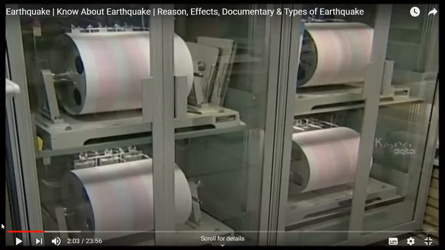Okay, this is called the seismograph. The seismograph is a device that measures the intensity of an earthquake. Okay?